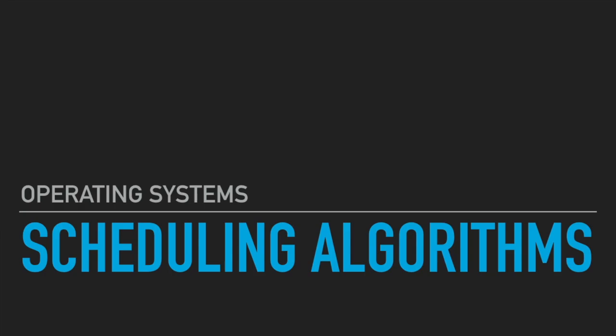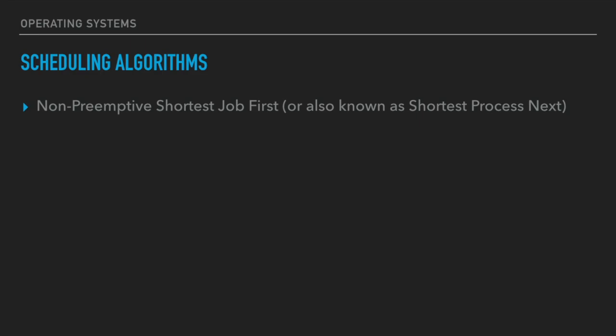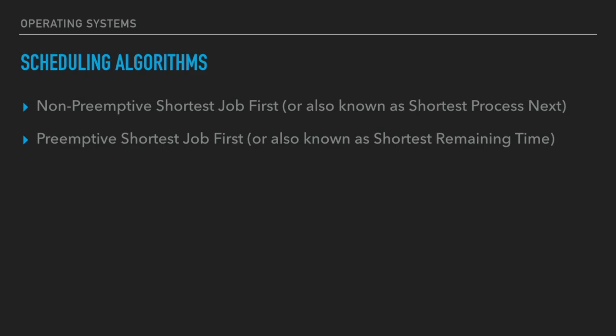Hi everyone, today I'm going to be showing you how to execute two scheduling algorithms. A scheduling algorithm is the algorithm which dictates how much CPU time is allocated to processes and threads. In this video, we'll be looking into two algorithms. The first one is the non-preemptive shortest job first, also known as shortest process next. The second one is preemptive shortest job first, also known as shortest remaining time.